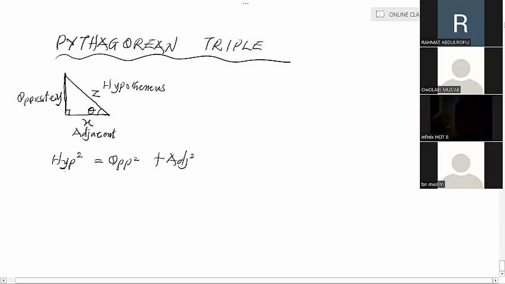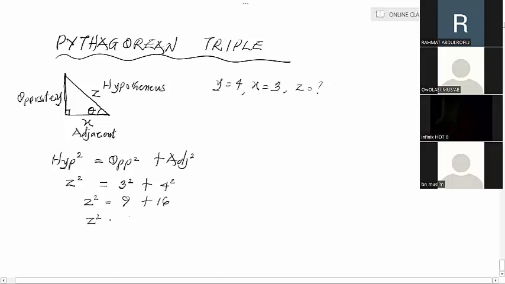You know what I'm doing? I'm just giving a preamble. Perhaps, let's say y is 4, x is 3, what will be z in this case? Without going through that stress, there's another way to do it. You will say z squared is equal to opposite, which is x, 3 squared, plus adjacent squared, which is 4 squared. This is z squared equals 9 plus 16. z squared equals 25. z equals square root of 25, which is 5.